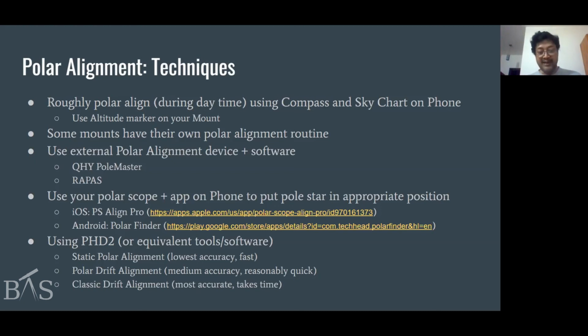PHD2, like I said, doubles up as a tool for your guide scope and guide camera setup, and as software for polar alignment. It has three polar alignment routines built into the software. According to its documentation, the PHD2 manual itself, there is static polar alignment, which has the lowest accuracy but is very fast. There is polar drift alignment, which is medium accuracy, reasonably quick, and it has support for the classic drift alignment, which is, by the way, the only polar alignment technique that I know.